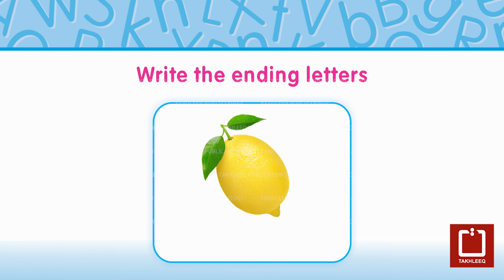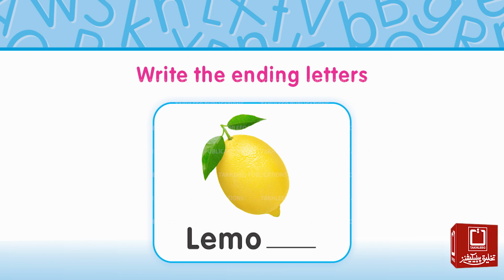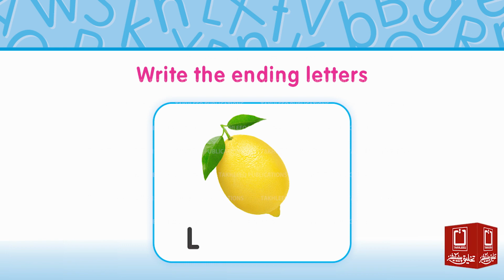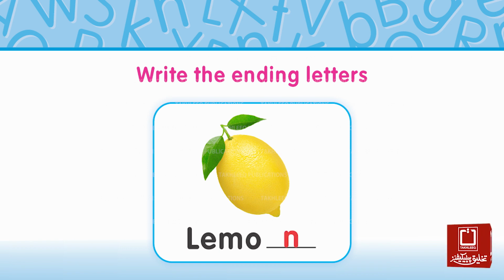Here we see the picture of a lemon. Here is written LEMO-. The spellings of lemon are LEMON. Lemon. Here ending letter N is missed. So we write here N.